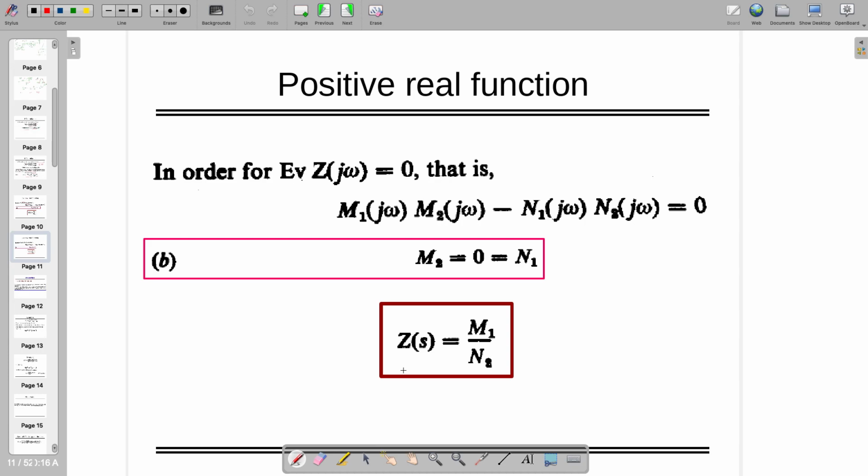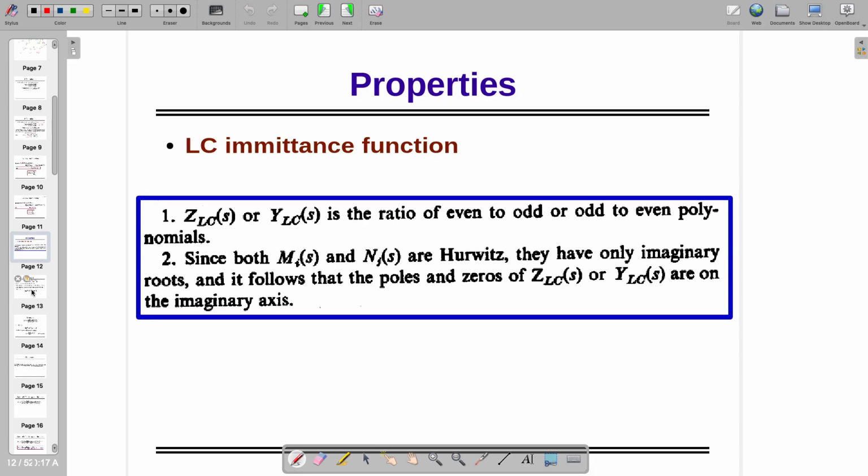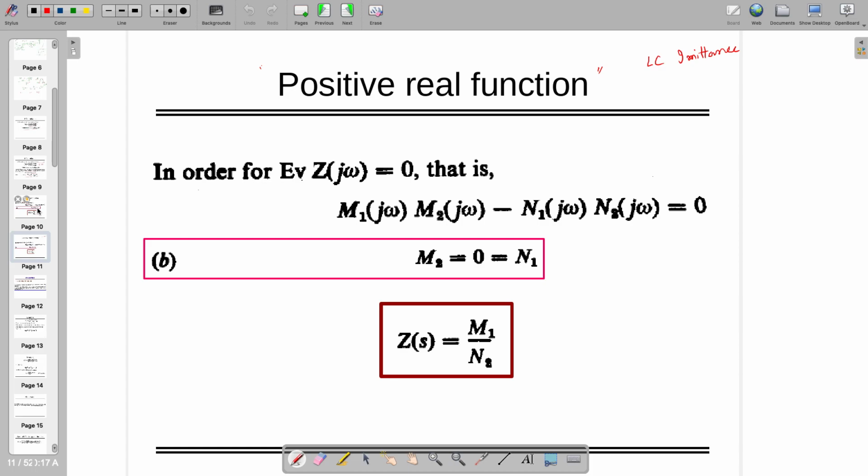So from here you can say that if you want to achieve a positive real function for an LC immittance function, then the impedance function is a ratio of even to odd, or odd to even, from either numerator or denominator side. That will give you the ratio, right? That's a positive real function. That's the previous chapter, you can go through my previous video lecture.